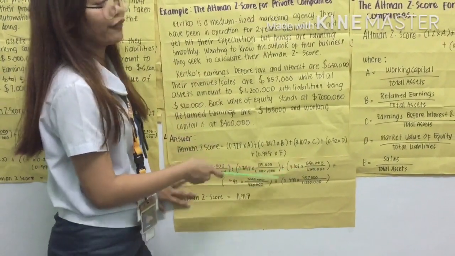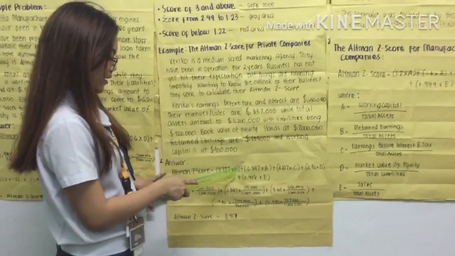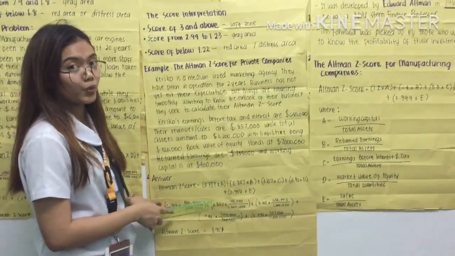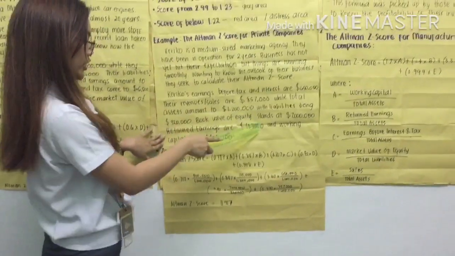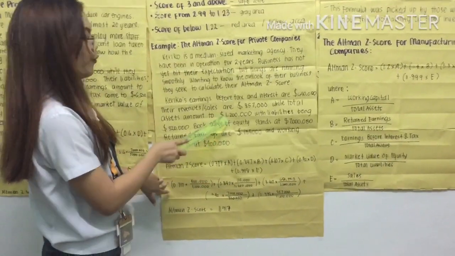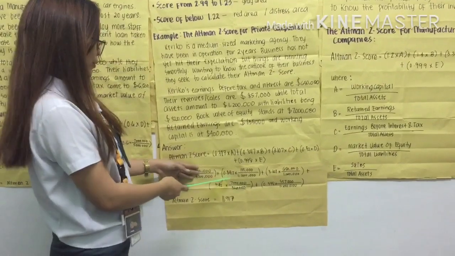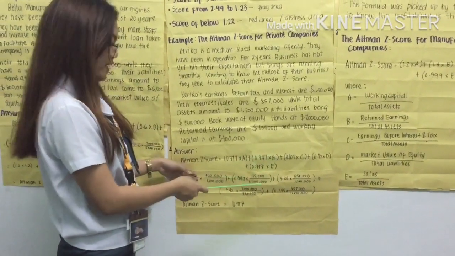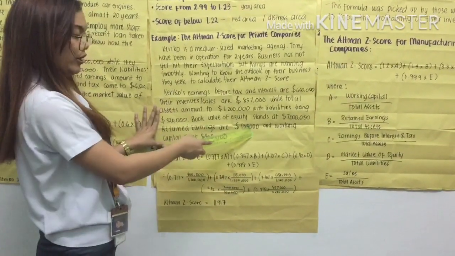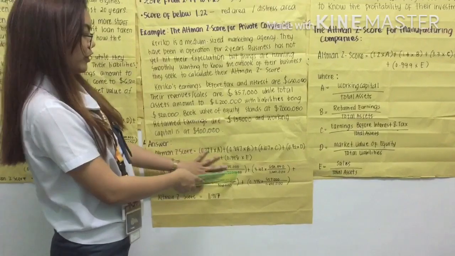So using again the formula of A, B, C, D, E, 0.717 times A, or times the working capital over total assets. Our working capital here is $400,000 over the total assets of $1,200,000. That's for letter A. For letter B, 0.847 times the retained earnings of $135,000 over the total assets of $1,200,000.